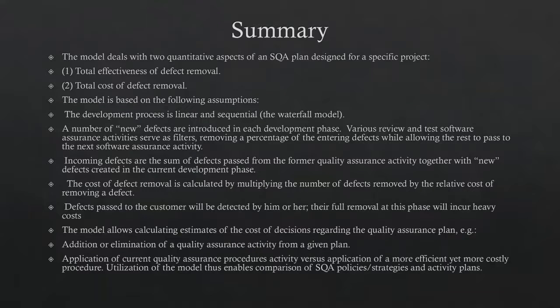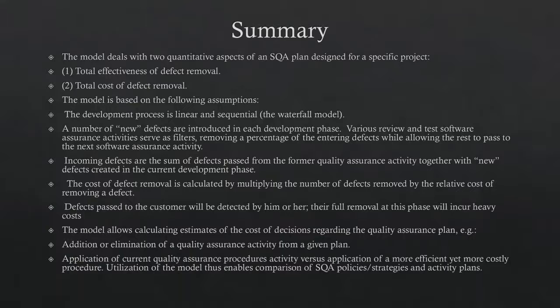We have a summary part here. In summary, the model deals with two quantitative aspects of a software quality assurance plan designed for a specific project. One of them is total effectiveness of defect removal. The second one is total cost of removal. Our model is also based on the following assumptions.